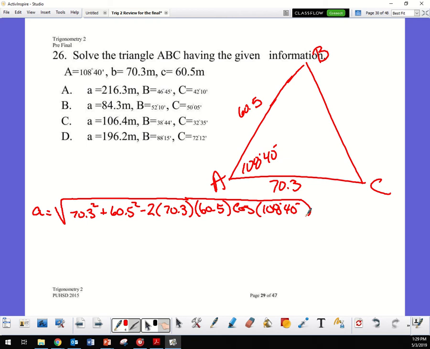So actually plugging it in and doing the calculator, because you have to know how to plug it in the calculator correctly.